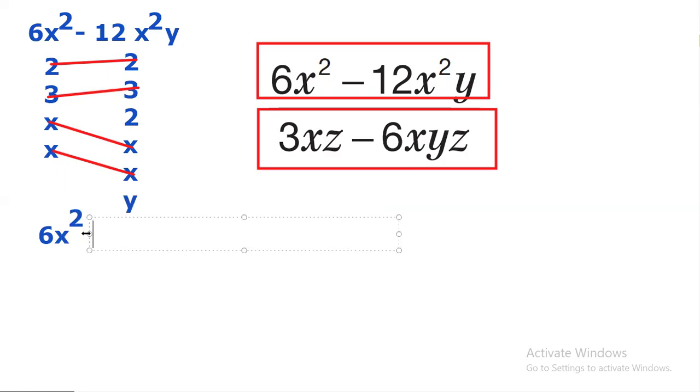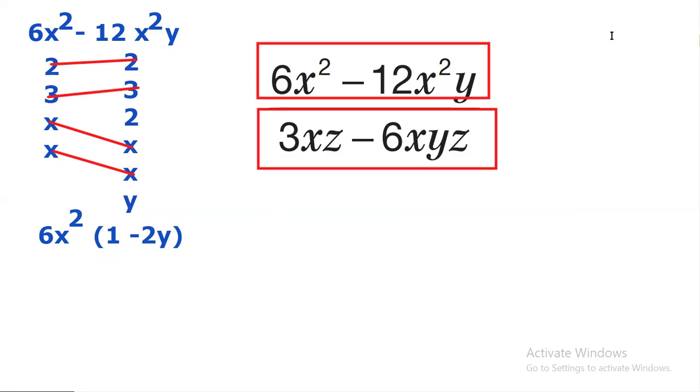Now I open a bracket like this and I fill the gaps. What did I leave here? I left nothing. It means I used everything. Once I use every single prime factor in a group, I have to write 1 instead of it. Okay? And then I take the sign which is minus. And then what did I leave here? I left 2y, so I write 2y. And then I close the bracket. And that's the numerator. We have the numerator here. Now let's work on the denominator.